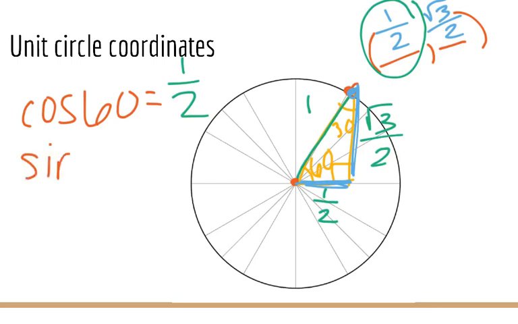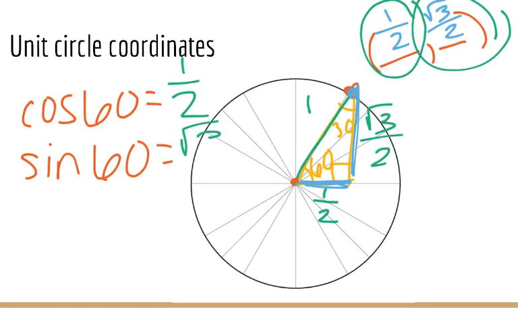And if I ask you for the sine of 60, that's just going to be the y value of the coordinate, which is square root 3 over 2. So I can start doing these problems a lot faster without doing SOHCAHTOA. So basically, if you know the coordinates all the way around the unit circle, you won't have to do SOHCAHTOA for any of those degree values.